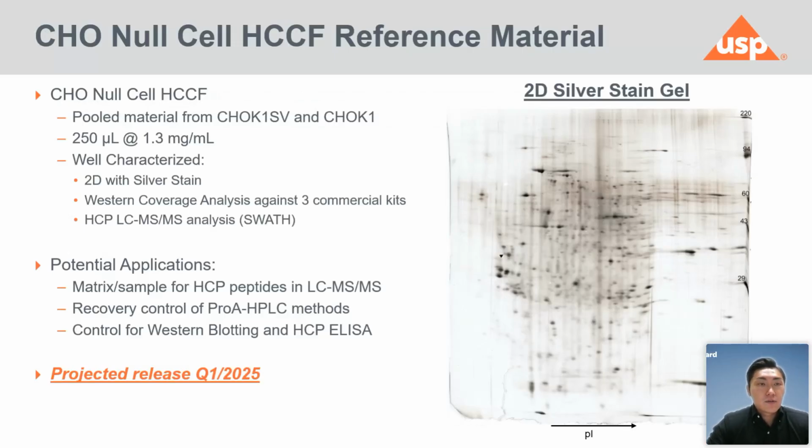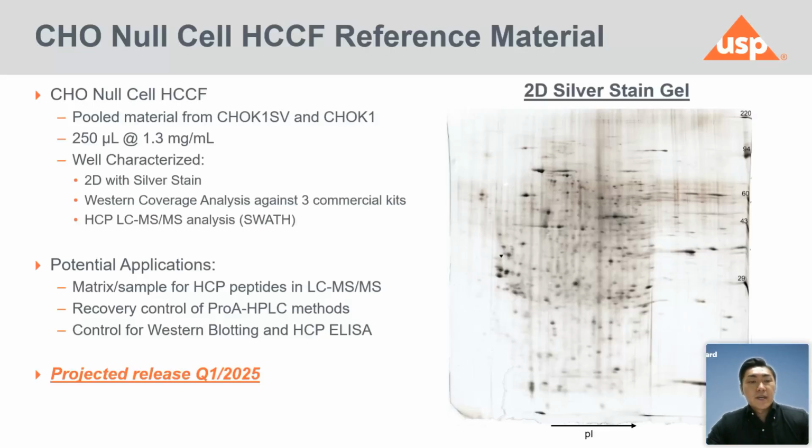And now we're going to talk about the upcoming CHO no-cell HCCF reference material. So this is a CHO no-cell HCCF. It's a pooled material from two different CHO cell lines, CHO K1SV and CHO K1. And the format of this reference material would be 250 microliter at 1.3 mg per mL. And it's very well characterized both by 2D silver stain, Western coverage analysis against 3 different commercial ELISA kits, as well as HCP LC-MS/MS analysis by SWATH.